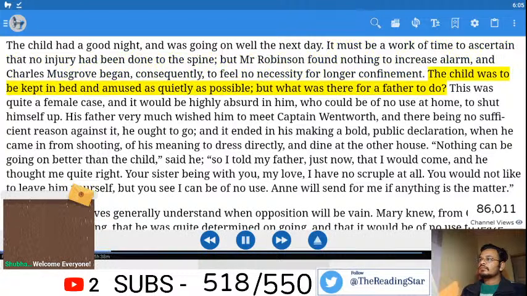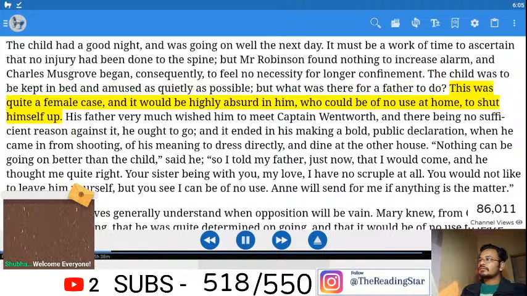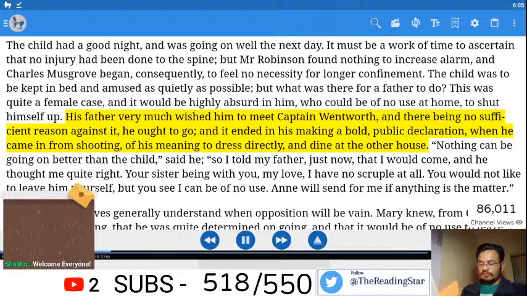The child was to be kept in bed and amused as quietly as possible, but what was there for a father to do? This was quite a female case, and it would be highly absurd in him, who could be of no use at home, to shut himself up. His father very much wished him to meet Captain Wentworth, and there being no sufficient reason against it, he ought to go, and it ended in his making a bold, public declaration, when he came in from shooting, of his meaning to dress directly, and dine at the other house.